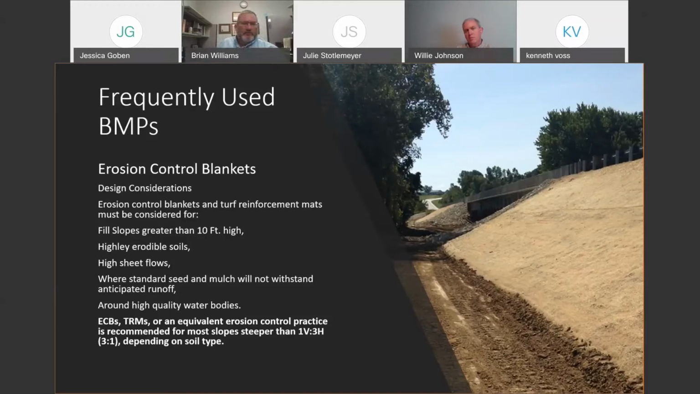So erosion control blankets and turf reinforcement mats should be considered for fill slopes greater than 10 feet high, highly erodible soils, and high sheet flows where standard seed and mulch will not withstand the anticipated runoff. Again, that's an engineering judgment, but in most of the experience I have seen, anything greater than a 3-to-1 slope, we really struggle with holding that seed and mulch on there. Erosion control blankets and turf reinforcement mats or an equivalent erosion control practice is recommended for most slopes greater than 3-to-1.